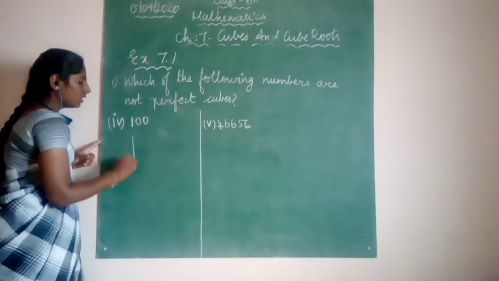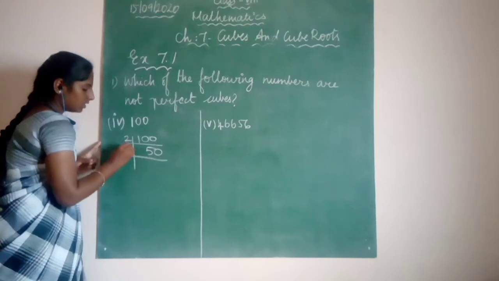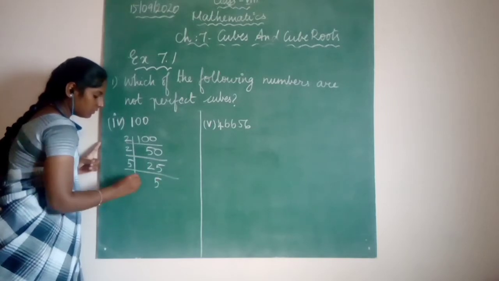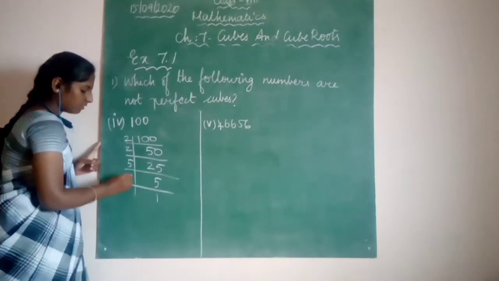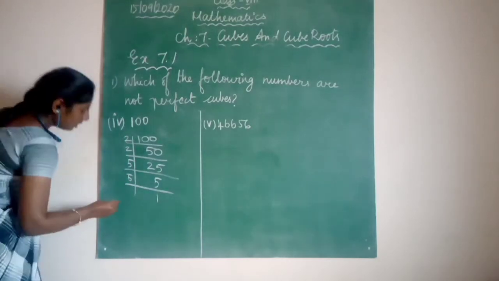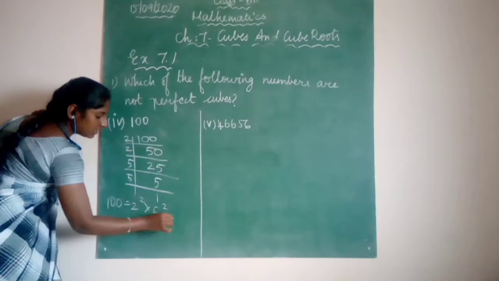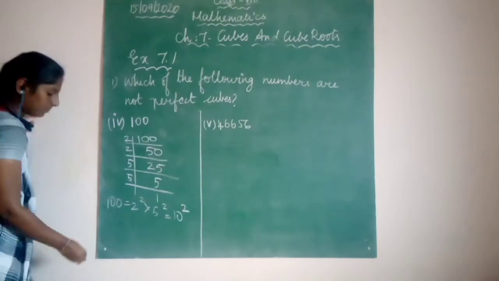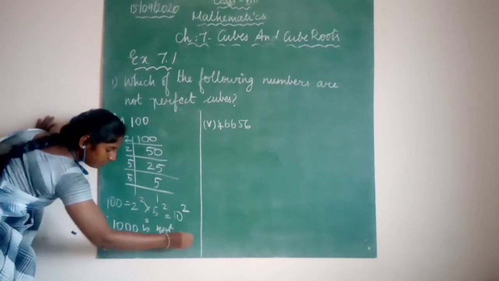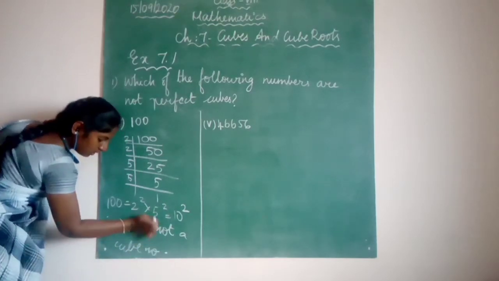Look at the next subdivision. The question is 100. Now prime factorize 100. 2 50s are 100, then 2 25s are 50. Then 5 5s are 25 and 5 1s are 5. Here both 2 and 5 are not in groups of 3. You can write 100 as 2 square into 5 square. That is 10 square. It is not a cube. So 100 is not a cube number.